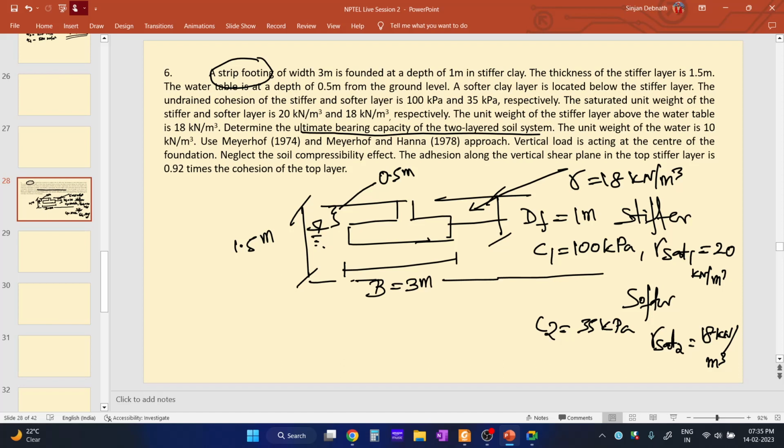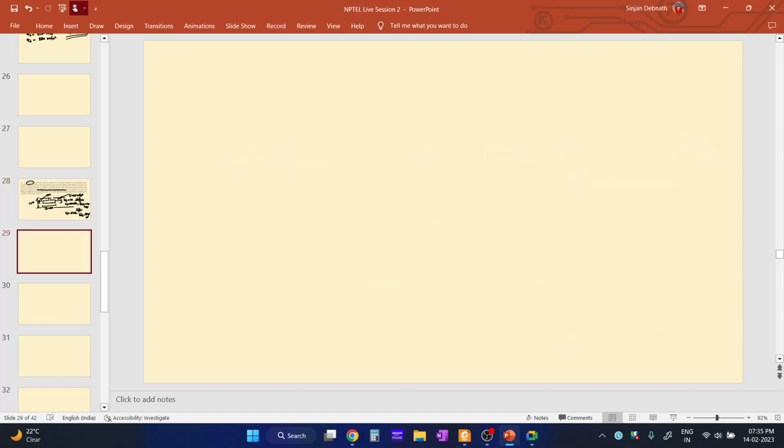The adhesion along the vertical shear plane, I have shown you what the vertical shear plane is, and you know what adhesion is now. I have shown you alpha into C1. So alpha is 9.92 like in the previous case. So the only difference is here it is a strip footing. Okay. So let me write down the ultimate bearing capacity equation for the strip footing for a two-layered soil system.